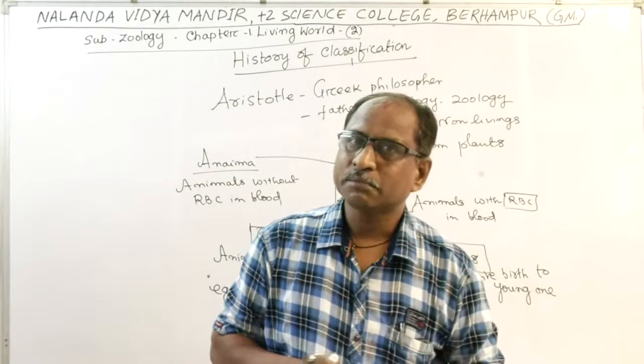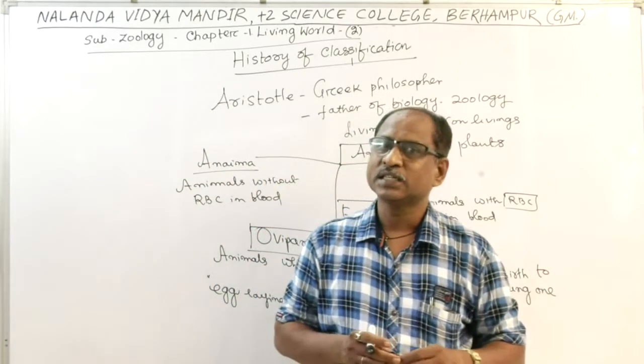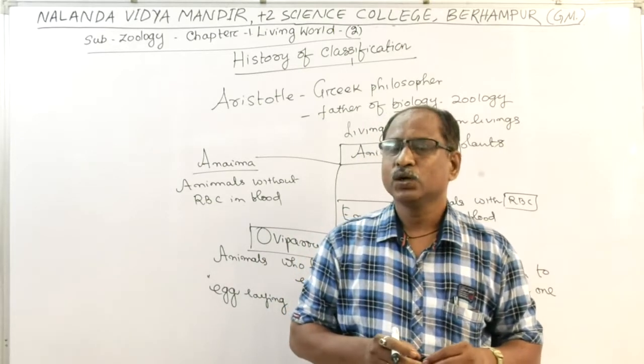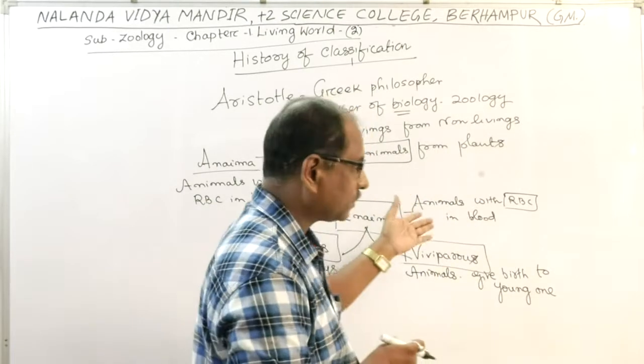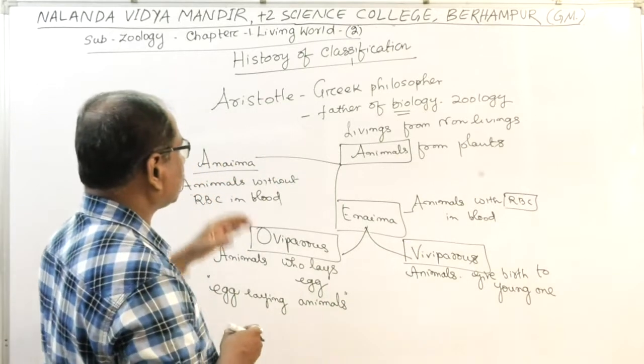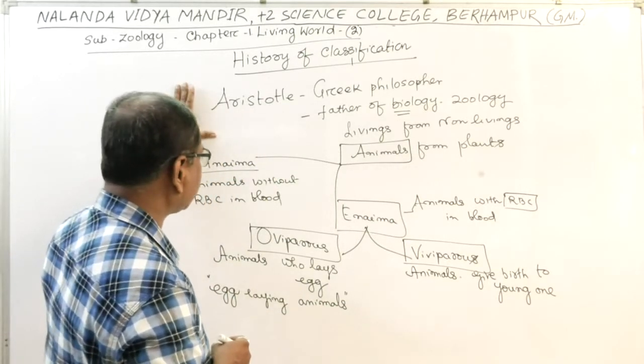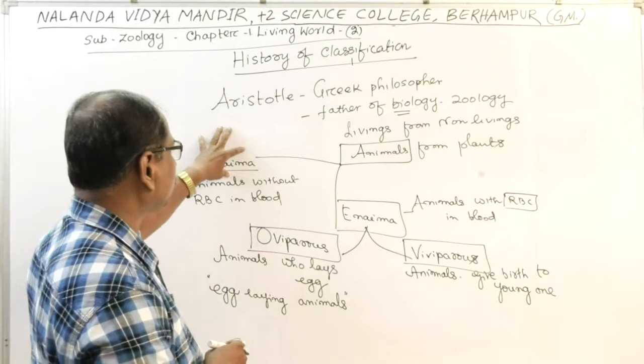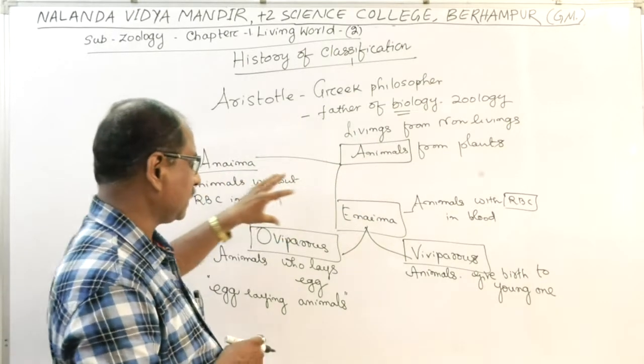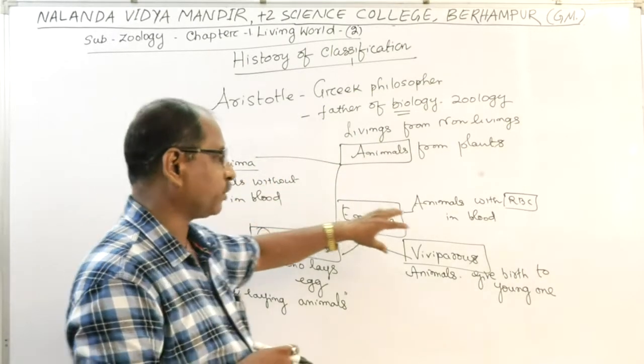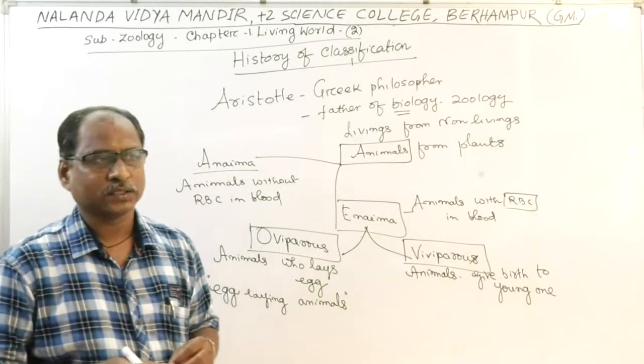This type of classification may be considered as an artificial system of classification, which I will discuss in a later step. So, first of all, Aristotle differentiates the animals into two groups, Anaima and Inaima. Then Inaima into two groups, oviparous and viviparous.